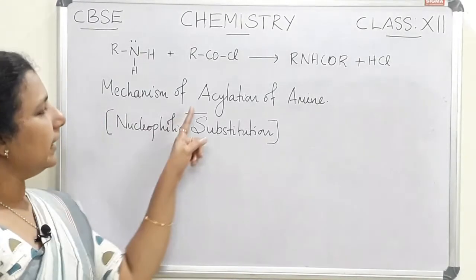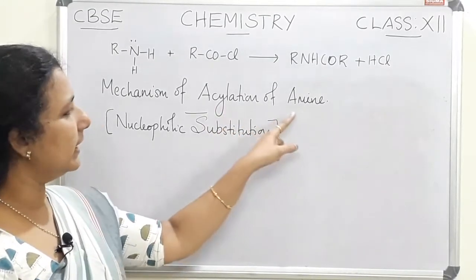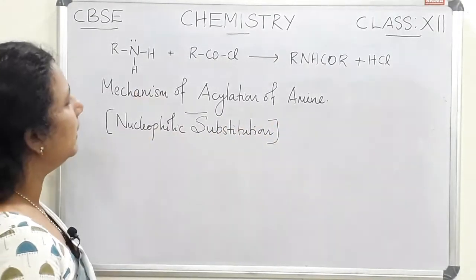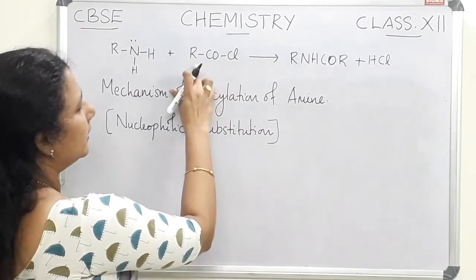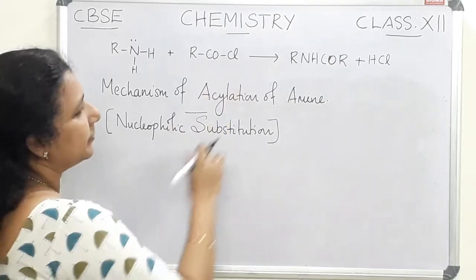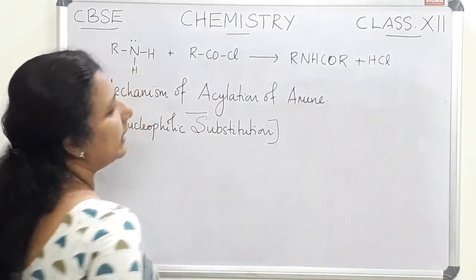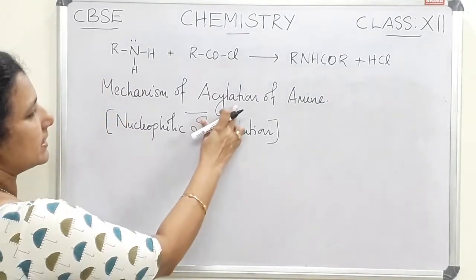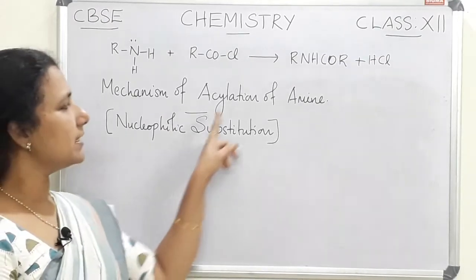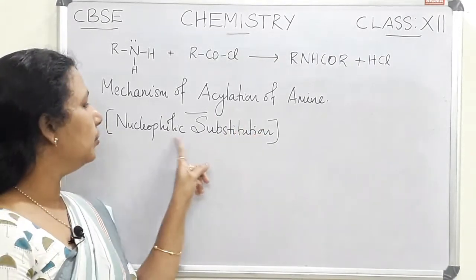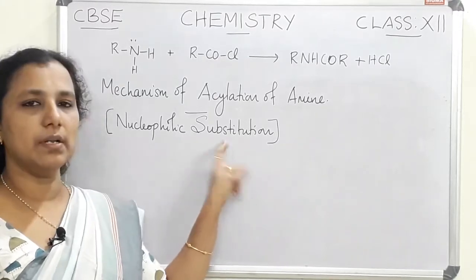Now let's see the mechanism of acylation of amine. So we have studied acylation of amine, where an amine reacts with an acyl chloride or acetic anhydride. Here I have written an acyl chloride, and an amide will be formed and HCl will be eliminated. So this is the reaction, acylation of amine. So actually this reaction proceeds through a nucleophilic substitution mechanism.